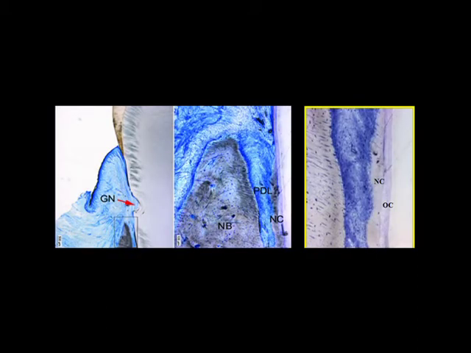Here is the ground sections of that. You see a nice uniform space for the PDL. We have old cementum, new cementum, Sharpey's fibers, functionally oriented PDL, Sharpey's fibers.